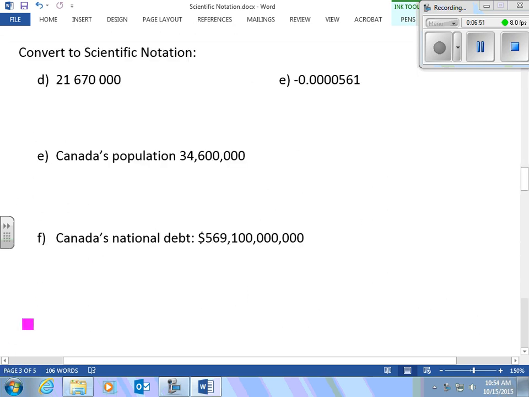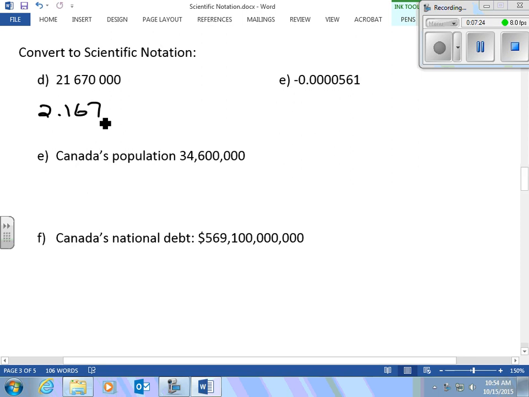Okay, so here we have a few numbers. Let's practice changing them to scientific notation. And many students find this part easier than the first part. So I've got 21,670,000 here. So I'm going to always put the decimal place after the first digit, 2167. Let me just fix that up. So I've got 2.167.